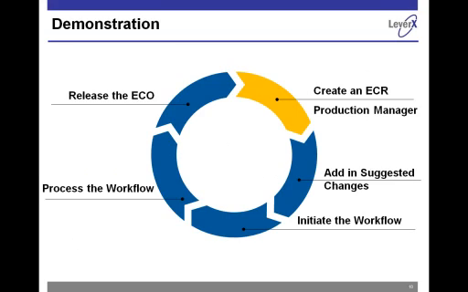Here's a little flow process we're going to go through. You're going to see the creation of an ECR, an engineering change request, by the production manager. We're then going to add in some suggested changes and initiate the workflow, pretty much as the production manager. So we're going to start from scratch. Nothing's going to be in the system. I'm going to create an ECR from scratch, show you how you will go through the process of defining your ECR, adding in the objects you are suggesting to change, defining a workflow, putting in some supporting documentation, et cetera, that can be used to process this workflow.